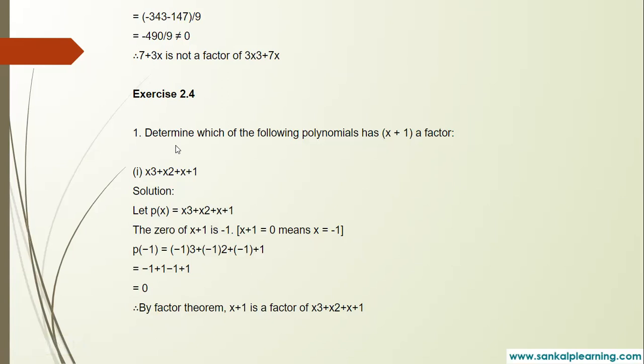Determine which of the following polynomials has x plus 1 as a factor. Already I told you what we mean by factor. When do we say it is a factor of the given polynomial or any number? For example, 3 is a factor of 15. When you divide 15 by 3, you get remainder 0. That means 15 is completely divisible by 3, so we say 3 is a factor of 15.